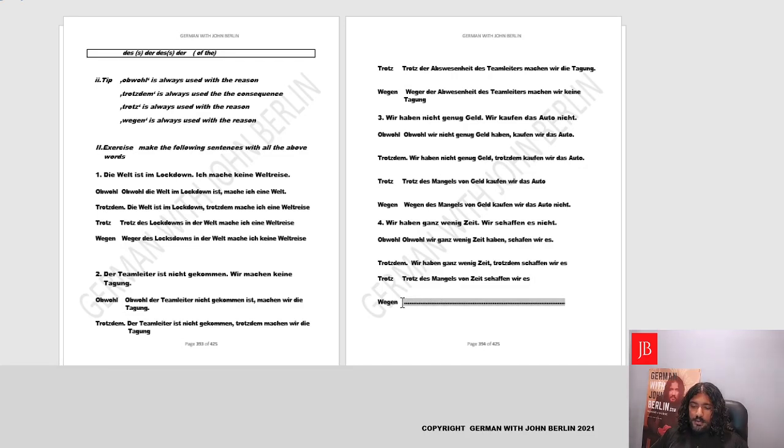Or because of the scarcity of time, we cannot manage it. This is not a contradictory preposition. It's just like a straightaway logic. Wegen des Mangels von Zeit schaffen wir es nicht. Perfect. This is like a normal sentence.